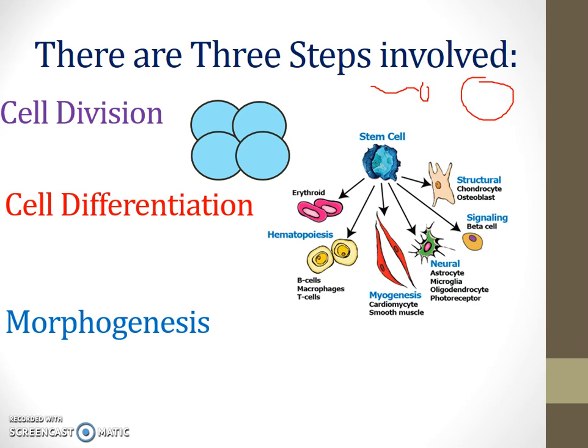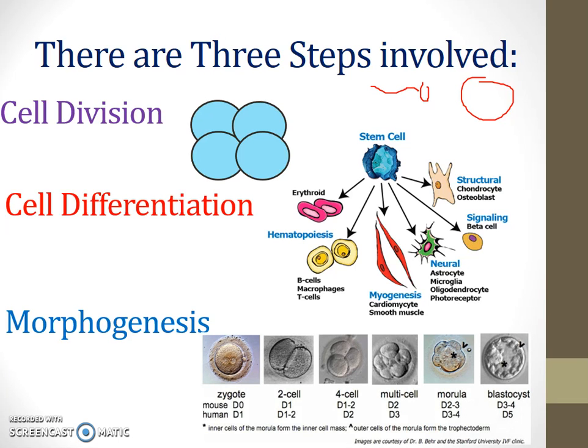So really, when it comes down to it, cell differentiation is based on the proteins that are specific for those tissue types, and which genes are expressed. And then we have morphogenesis, which is basically the body plan and taking shape.